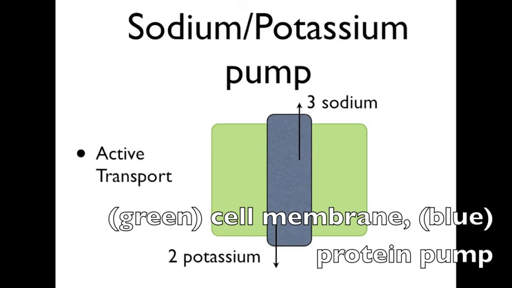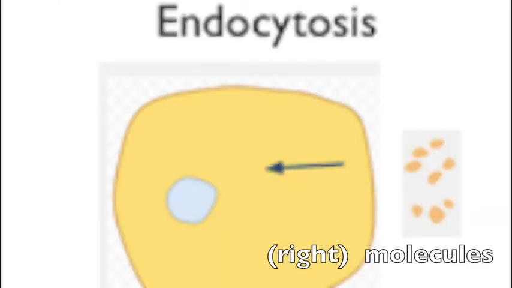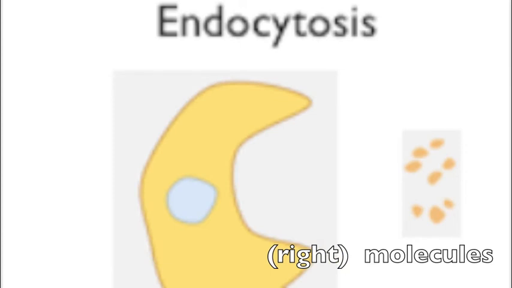Sodium potassium pump. It is a movement of sodium and potassium against the concentration gradient, where it is moving from low to high concentration and using ATP. And it pumps out 3 sodiums for every 2 potassiums taken in. Pretty cool. Endocytosis is the movement of large molecules into the cell.